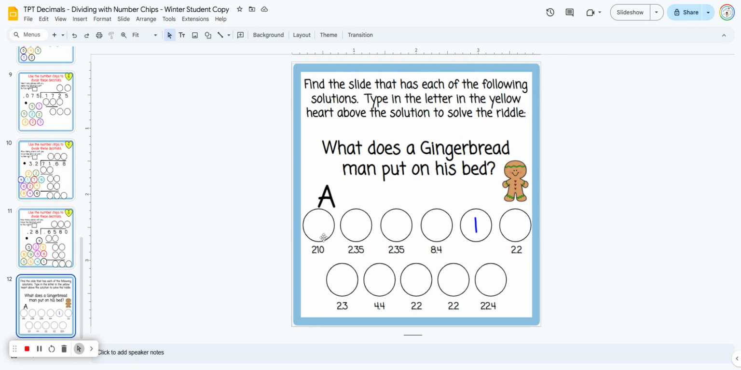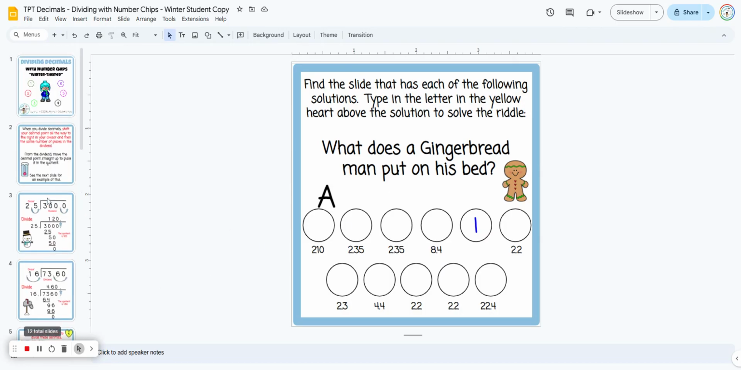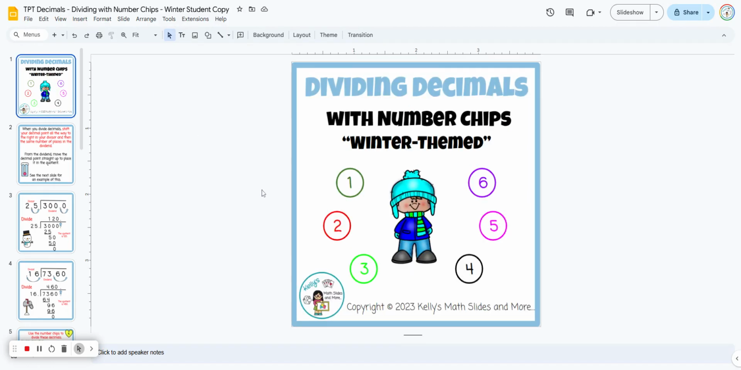When they find the quotient, they're going to type in the letter that was in the yellow heart above their answer. If they've done all the problems correctly, they will solve the riddle. What does a gingerbread man put on his bed? So it's self-checking in 2 different ways, and it's a lot of fun for the students. So this is dividing decimals with number chips, and this one is winter themed.